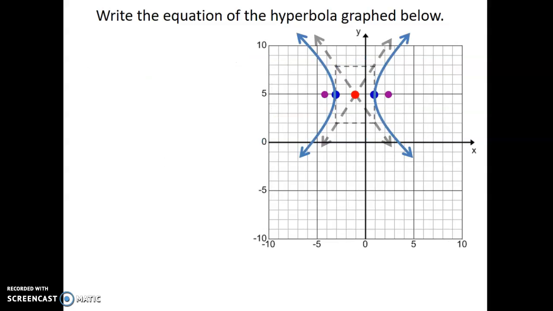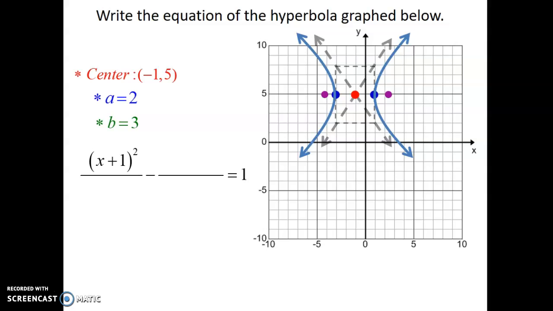There's our graph. Your center is going to be -1, 5. Your a going left and right is 2. Your b going up and down is 3. Because it's going left and right, the x is going to go first. If we start our formatted equation, remember it's a minus sign, so it's a hyperbola. We have x plus 1 quantity squared, y minus 5 squared. The a value is 2, so it's going to be 4 underneath the x and 9 underneath the y. And that is it.